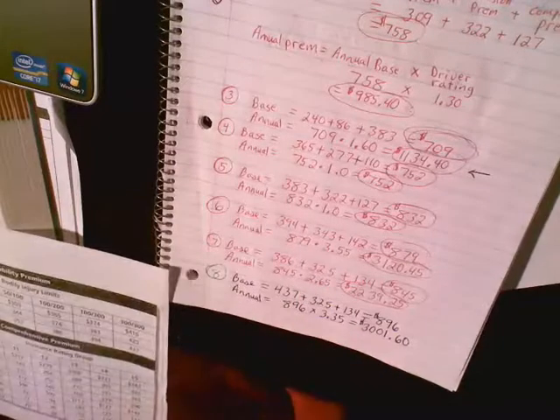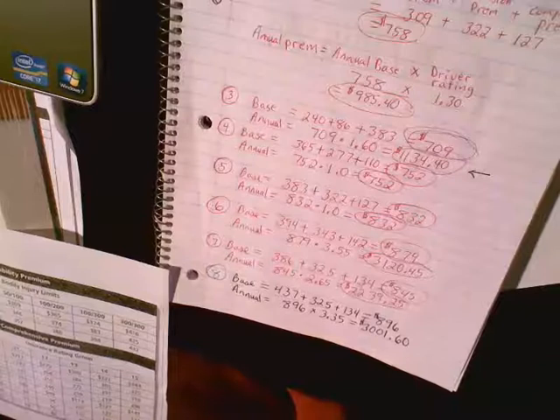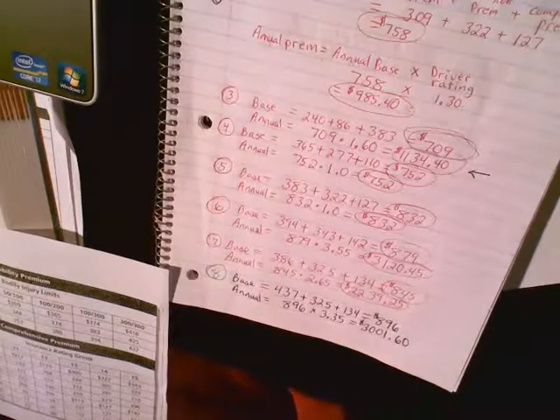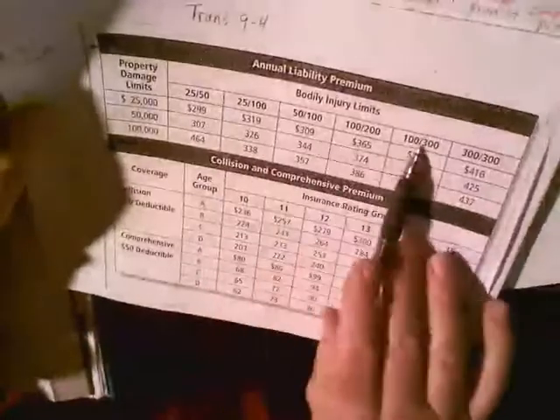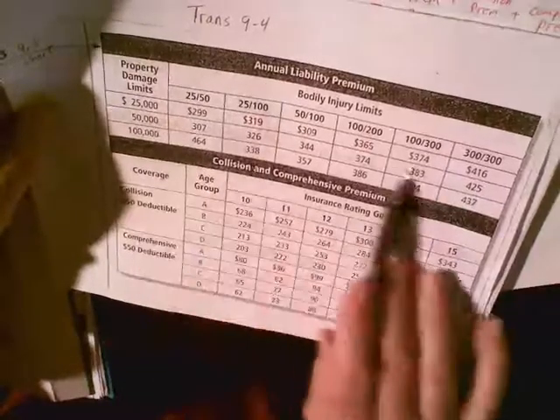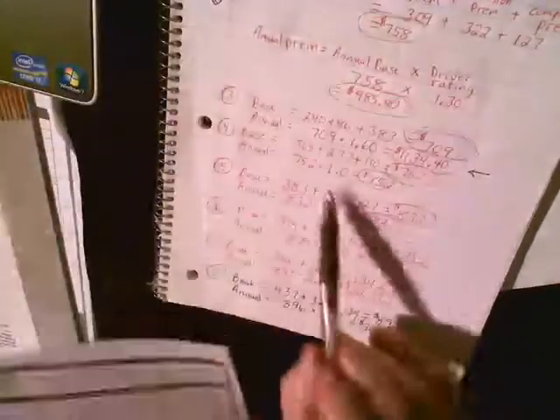Number 5 says Jill uses her vehicle primarily for pleasure. She has 100, 300 bodily injury and 50,000 property damage. So 100, 300, 50,000. That's 383.